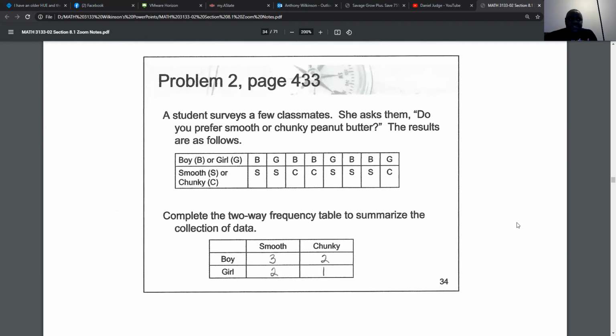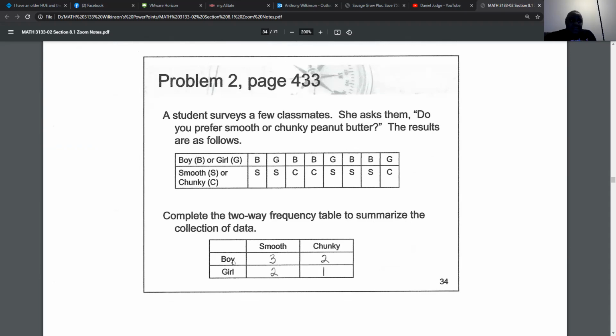All right, take a look at problem number 2. This one has those two-way tables or two-way frequency tables. A student surveys a few classmates. She asks them, do you prefer smooth or chunky peanut butter? The results are as follows, as you can see here. And let's say I want to complete this two-way frequency table to summarize the collection of data, which I've already done here.